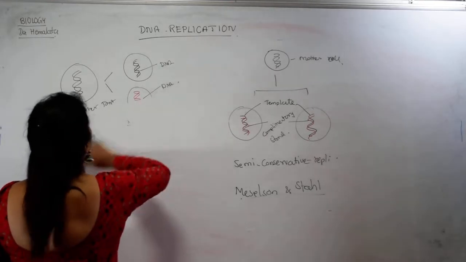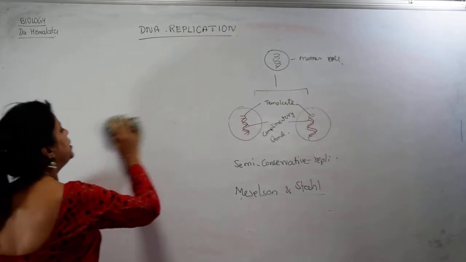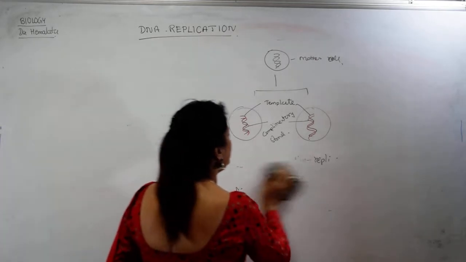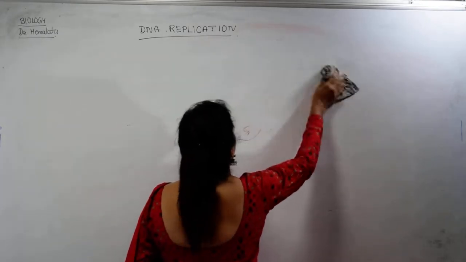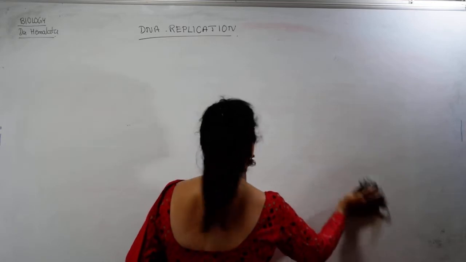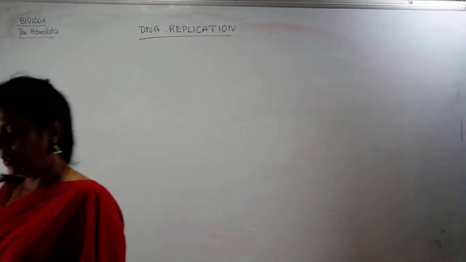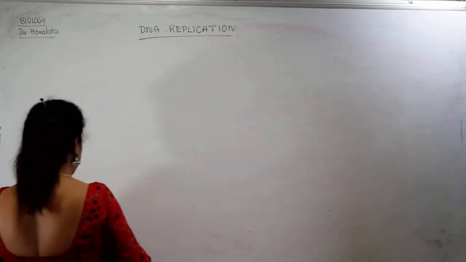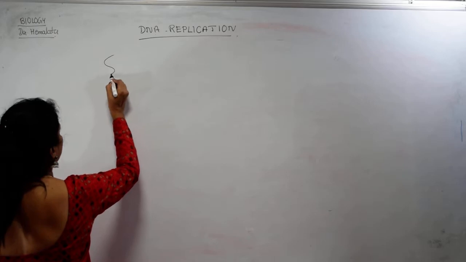Okay, let's now move on to the procedure involved in DNA replication, which is semi-conservative replication. What all will happen in replication? First, let me list that out, then we'll go to the detailed process. Think that this is the double-stranded DNA.